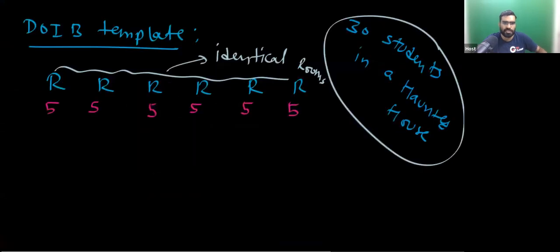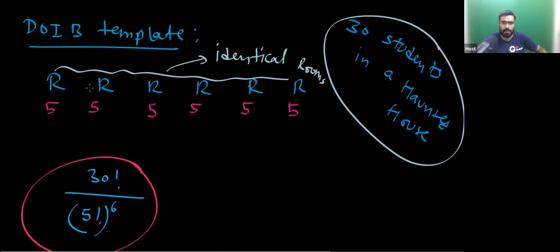For this question, what is the answer that is given? Is this the answer given? 30 factorial divided by 5 factorial power 6. Is this answer given? Tell me. What is the answer given? Please tell me in the PDF, is this answer given?